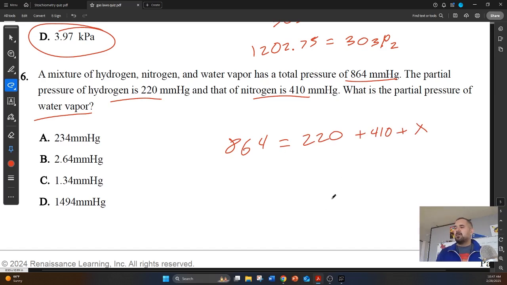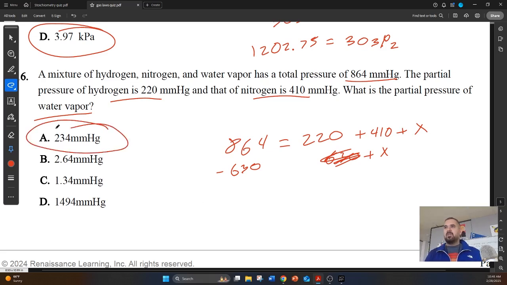So we just need to isolate our variable. So to do that, we're going to add these two together first. So 410 plus 220, that gives us 630 plus x. And then we just need to get the variable by itself. So we're going to subtract 630 from both sides. This goes away. So 864 minus 630, that gives us 234 millimeters of mercury.